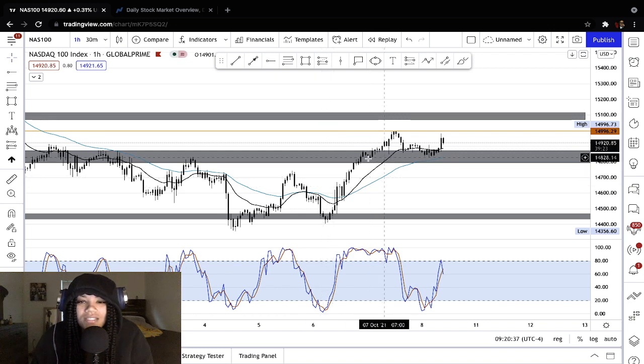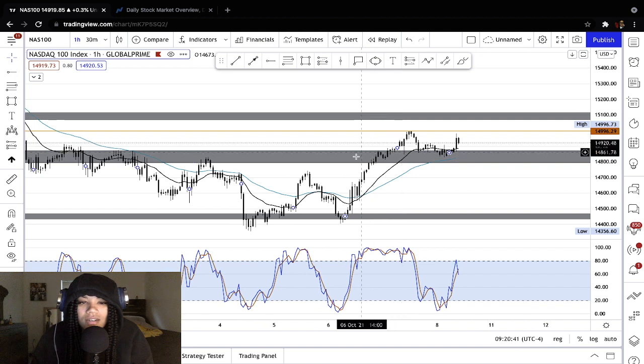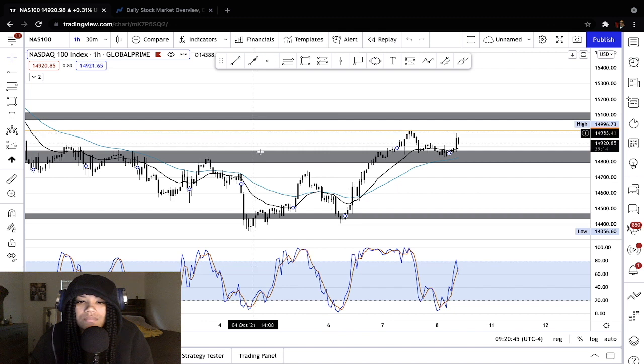But price has broken this zone, which was a major zone on a higher time frame as well, and I'm expecting it to head to the next major zone up here. And that was on a 1 hour.